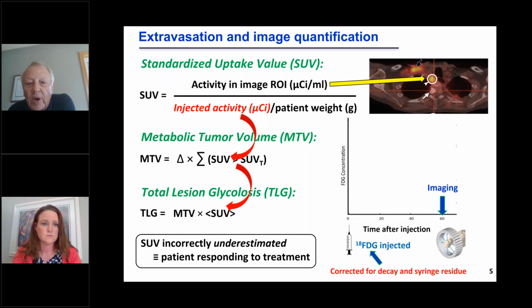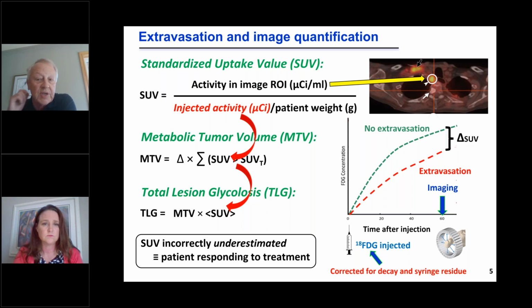And so what happens during the uptake, if the injection is not extravasated, the uptake is very clean, and you can see the SUV reaches a certain value at the imaging time. If the dose is extravasated, it is likely that the SUV will be incorrect at the imaging time as extracted from the image, and the interpretation of the image could be compromised for the physician.